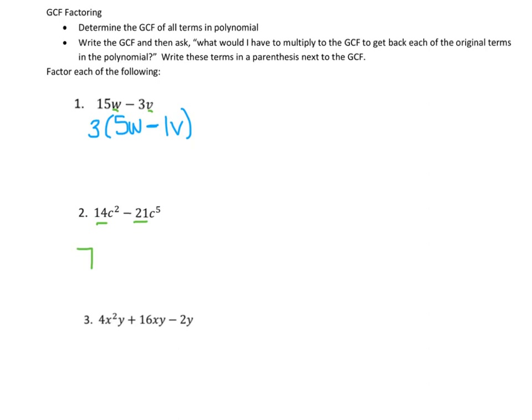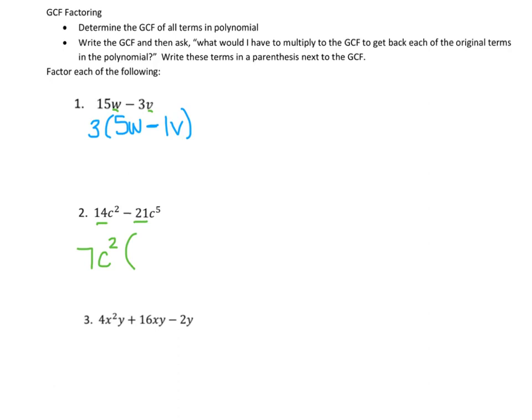is to take the variable to the smaller power. So that would be c to the second, then a parenthesis. Okay, there's your GCF. Now we figure out what has to go in the parenthesis in order to multiply to give you back what you started with, which was this right here.